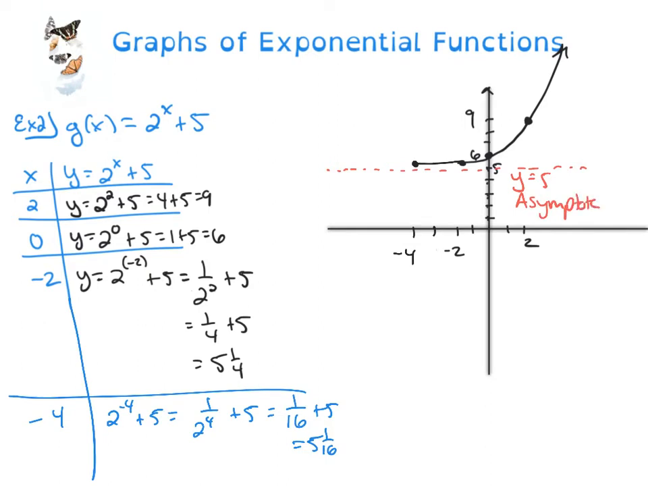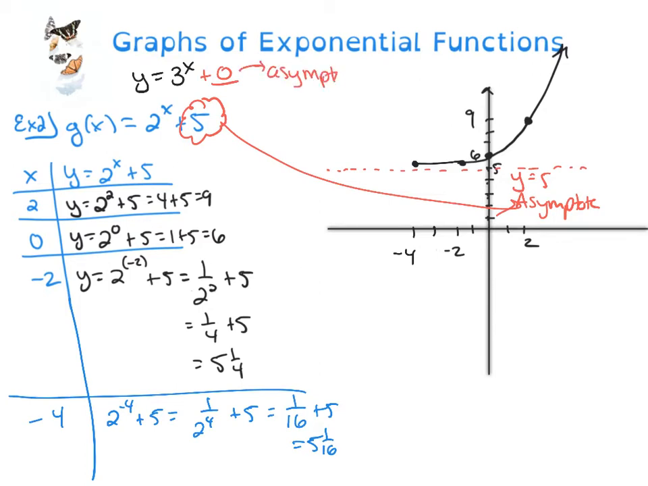It is not a coincidence, by the way, that 5 was the number added to the outside of our function. Remember in the problem that we did previously when we graphed 3 to the x, there was a plus 0, and our asymptote was at y equals 0. So if you're looking for a shortcut to getting the asymptote, it's always the number that's added to the outside of the function.